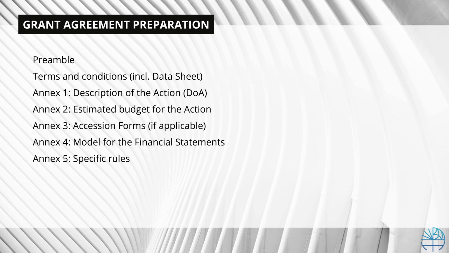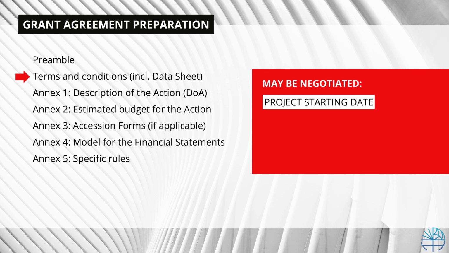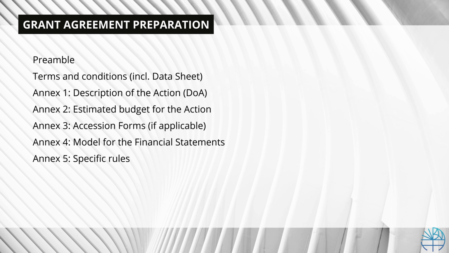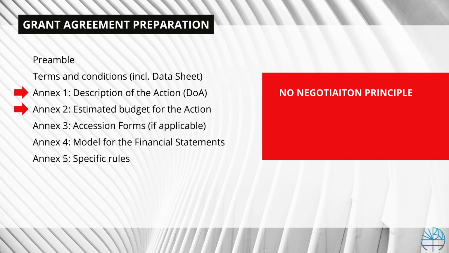Most of the provisions of the grant agreement are not subject to negotiation prior to signing. The project's operating terms and conditions are part of the template that applies uniformly to all beneficiaries and cannot be modified. However, a few details may be negotiated. The project description and budget are taken from the project proposal and, in principle, cannot be changed before signing the grant agreement. This is referred to as the no negotiation principle.